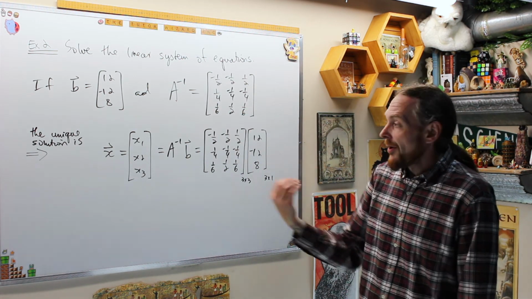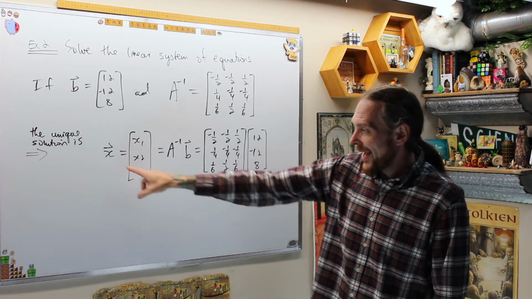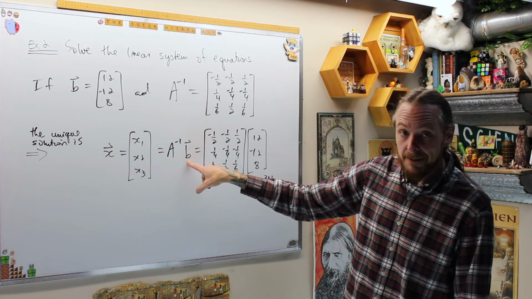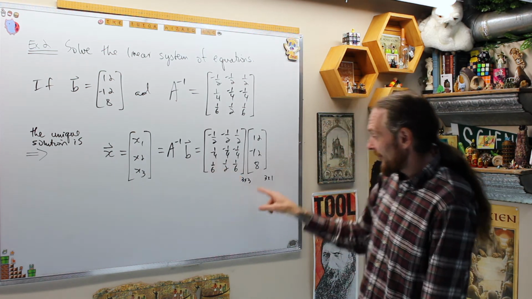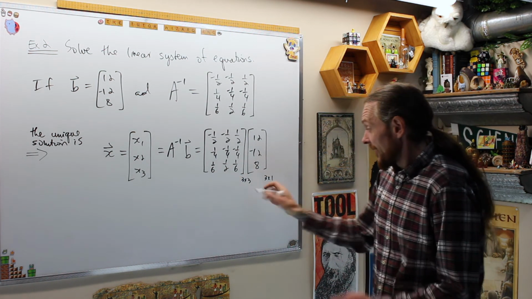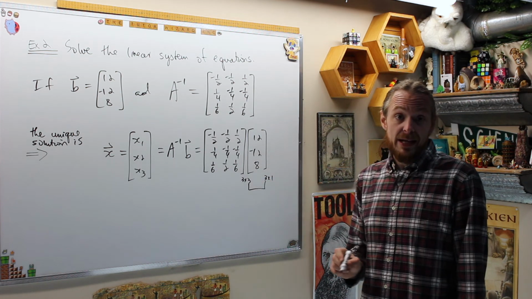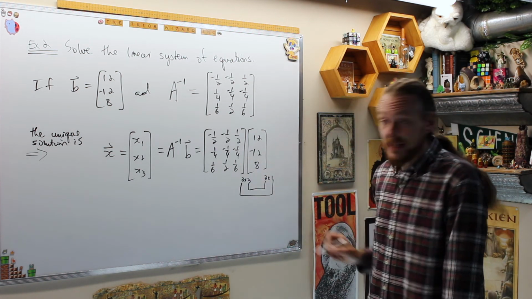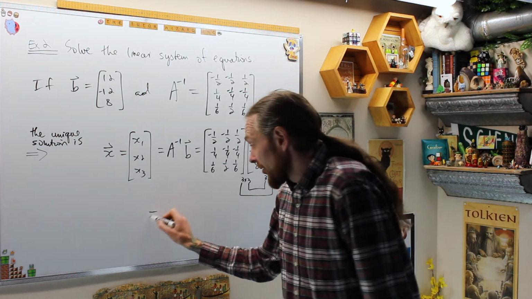Then what do I use that for? The unique solution to the system is therefore x is equal to A inverse B. We now have A inverse and we have B. A is a 3 by 3 matrix. B is a 3 by 1 matrix. The inside indices match. That means the multiplication is well posed. And the size will be a 3 by 1 vector also.